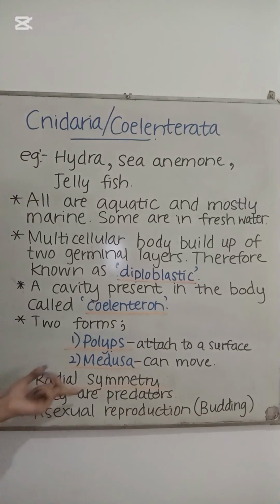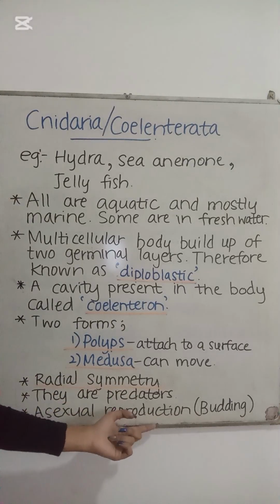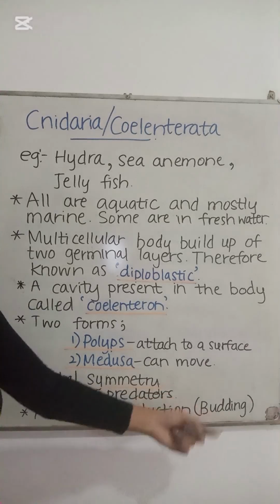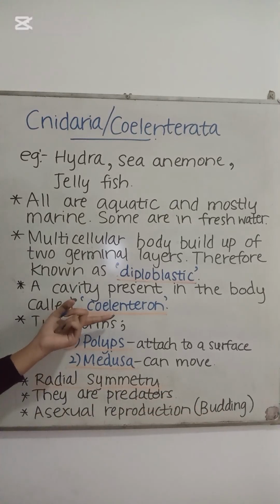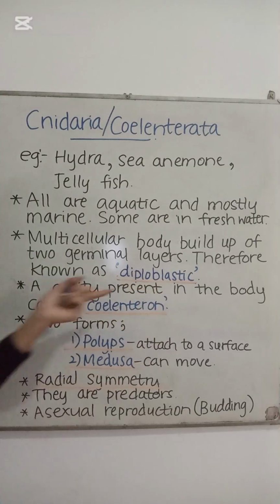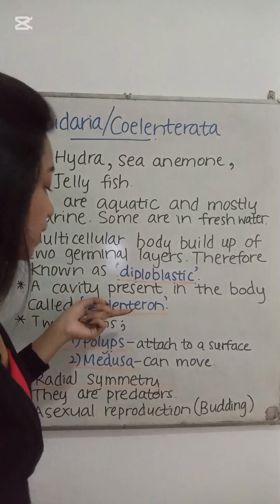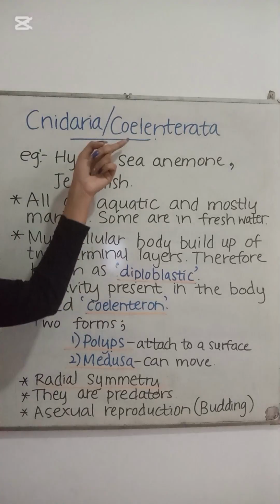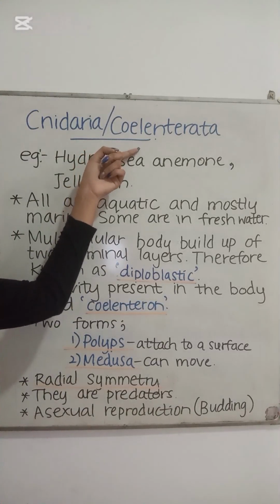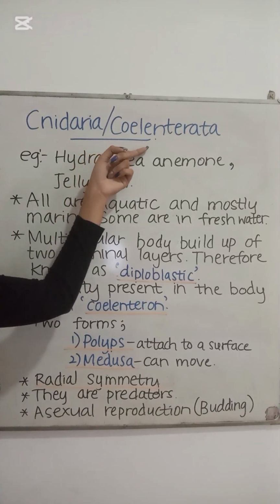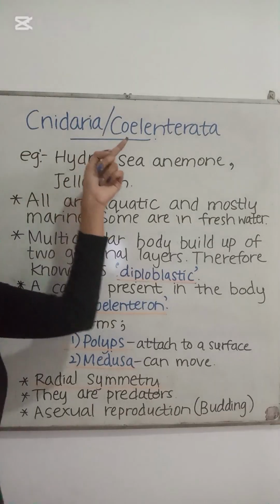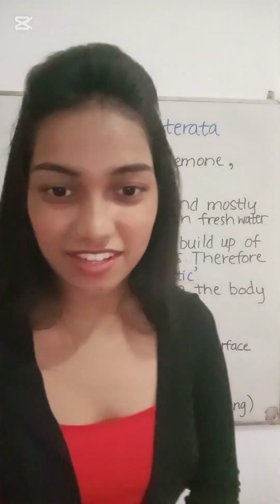Their body is radially symmetrical and they are predators. They do asexual reproduction and that reproduction method is budding. And children, remember that they are having a cavity in their body. That cavity is known as coelenteron. Because of that, it has another name. We can call them coelenterata as well. So Cnidarians are also known as coelenterata.